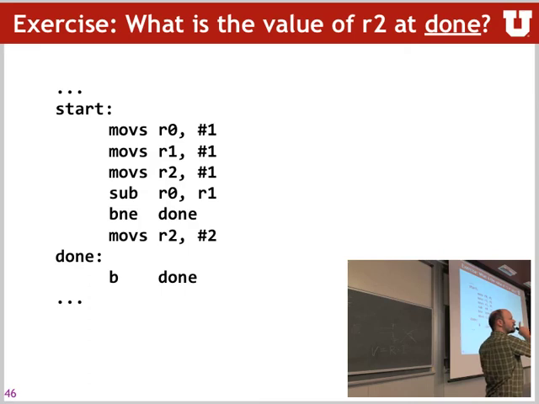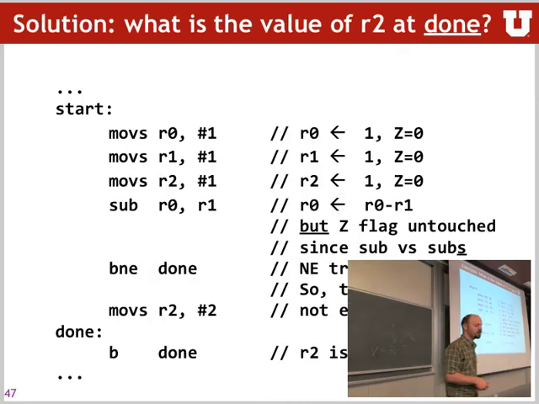Why? No update. Exactly. There's no S here. Z is still 0. Branch if not equal. So Z is still 0, so we take the branch. We jump down here. This will never be executed. The solution is on the slides too, if you want to look at it again.